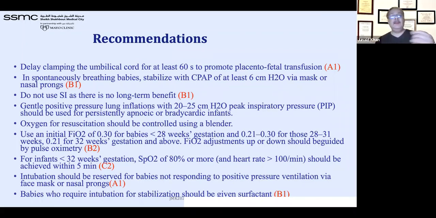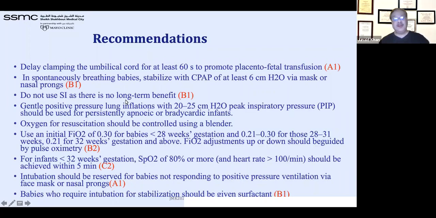Delayed clamping of the umbilical cord for at least 60 seconds to promote the placental-fetal transfusion, and it's a very high evidence, as you can see. In spontaneous breathing babies, stabilize with CPAP. I will come to that. Do not use sustained inflation. So what is sustained inflation? That you give some pressure and give it continuously without relieving it to the baby for at least 10 to 15 seconds. But there is no long-term benefit, because the chances of having pneumothorax in those babies are higher with that.